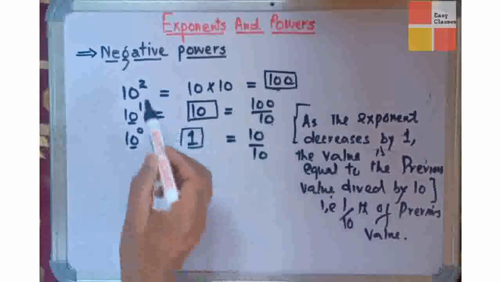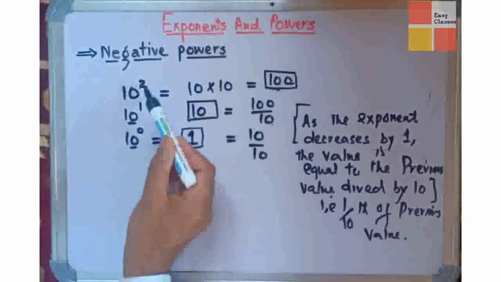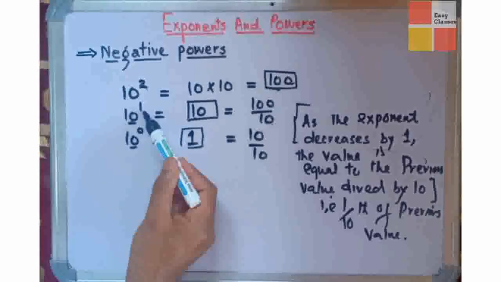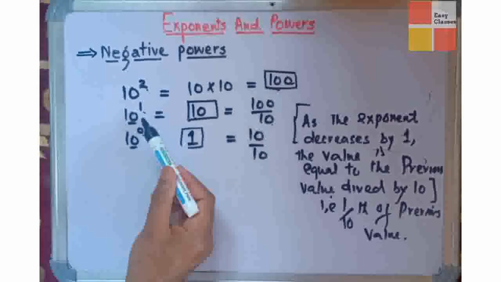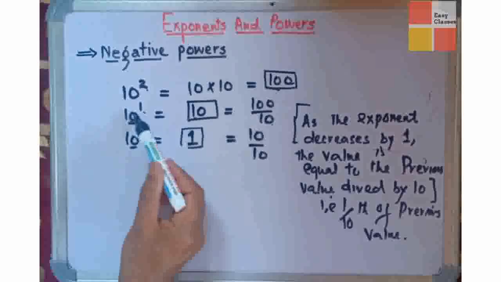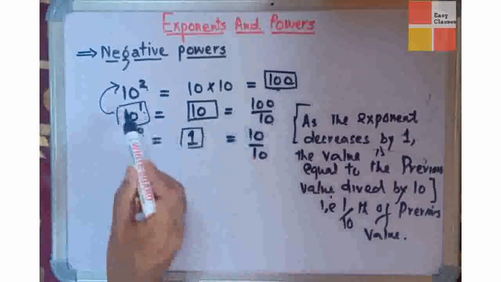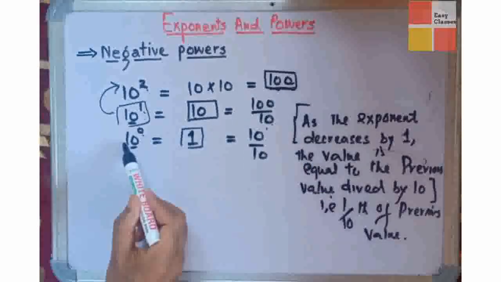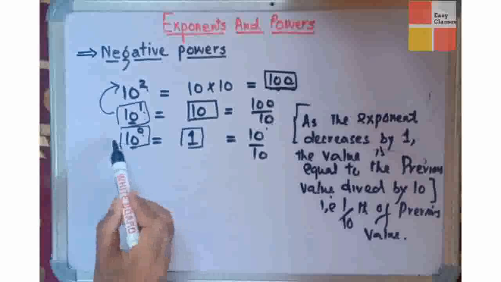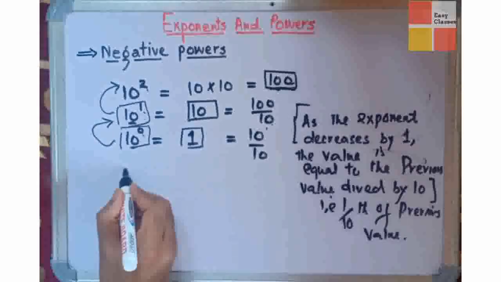So that means when the exponent decreases one by one, here the exponent was 2, here it was 1, here it was 0. Now when we see what its value will be, its value will be equal to the previous value but divided by 10. So that means 10 raised to power 0 will be equal to 10 raised to power 1 divided by 10.